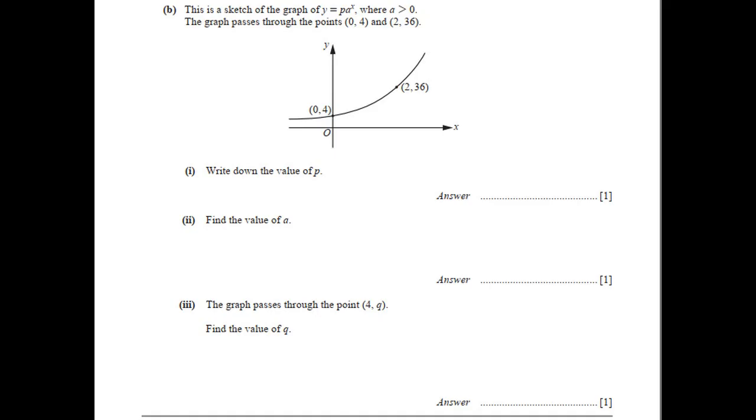Part B. This is a sketch of the graph y equals pa^x, where a is greater than 0. The graph passes through the points (0, 4) and (2, 36). These points are very important. They will be used to solve the question along with the given equation y equals pa^x. Write down the value of p. So I'm doing part 1 here.